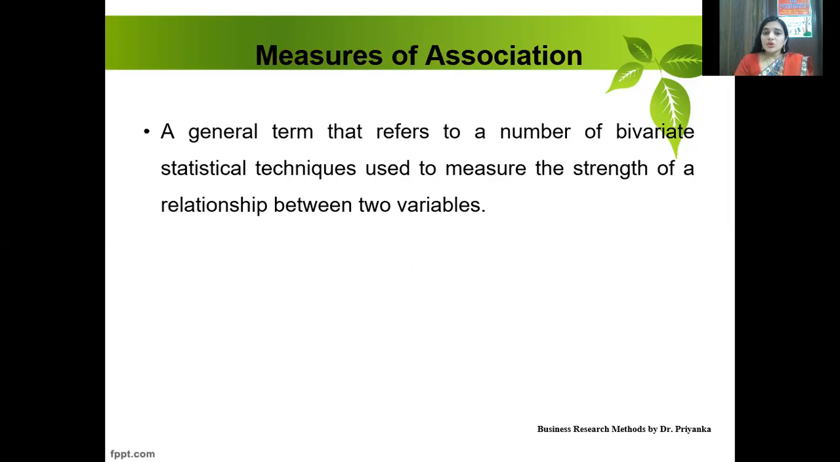Let us see what measure of association is. It is a general term that refers to a number of bivariate statistical techniques used to measure the strength of a relationship between two variables. Basically, we'll be checking whether two variables are actually strengthening the association or not.